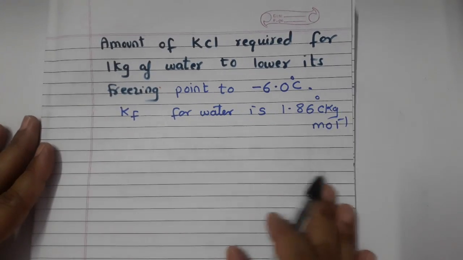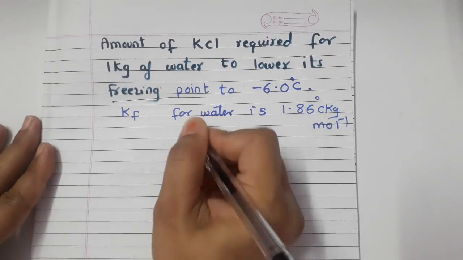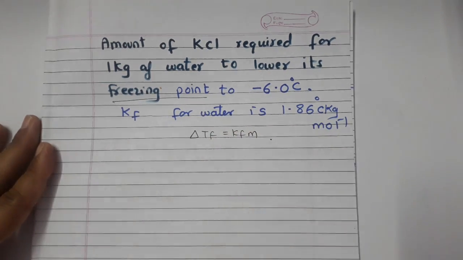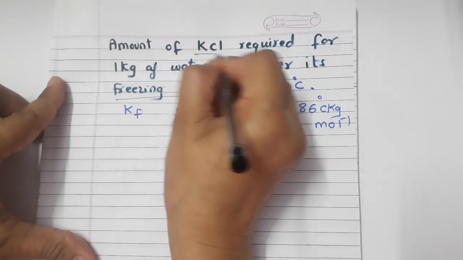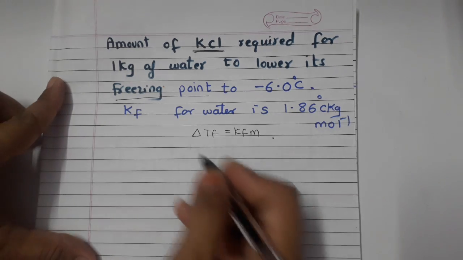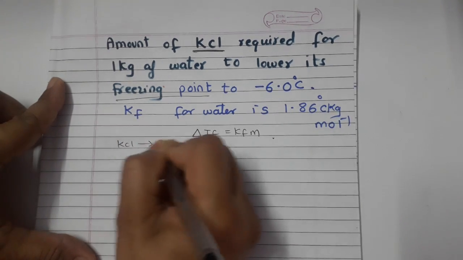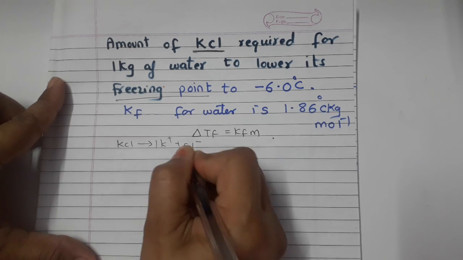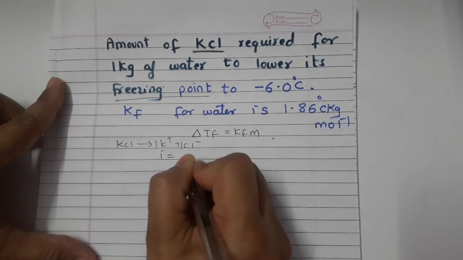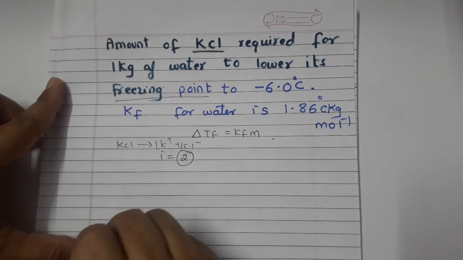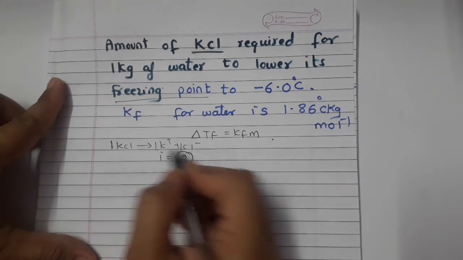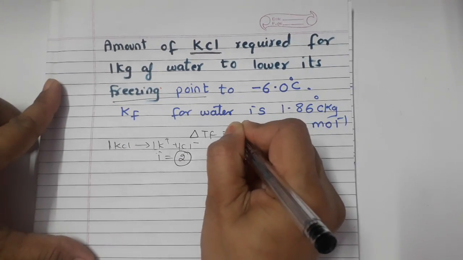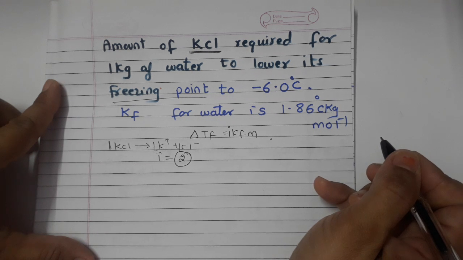Okay, here we have another question which is going to be based on delta TF is equal to KFM. But here the ionic solute is already given. So KCl is equal to K plus Cl minus, it means the i factor is given, it is 2 particles. One molecule is leading to 2 particles. So our formula will become delta TF is equal to iKFM.